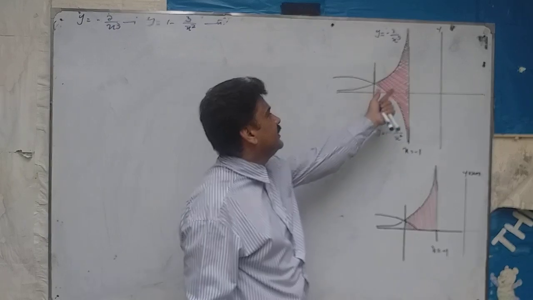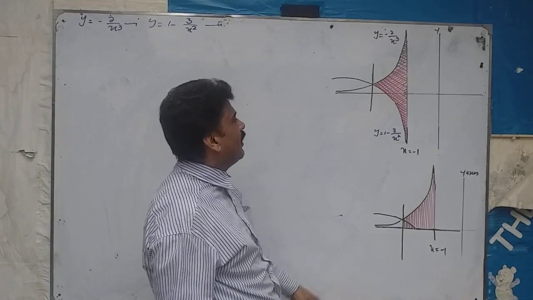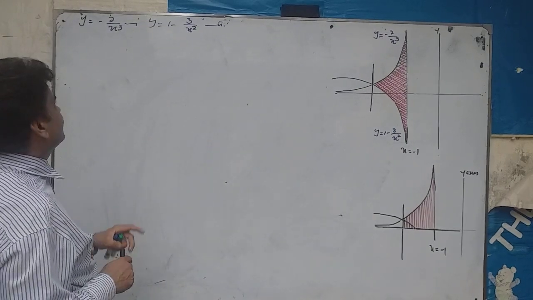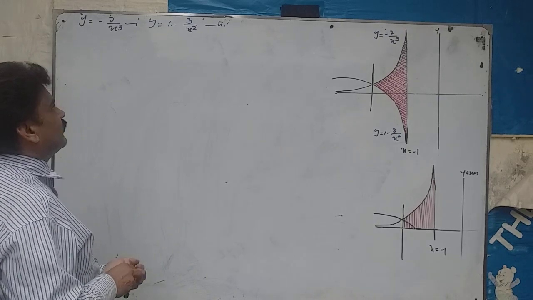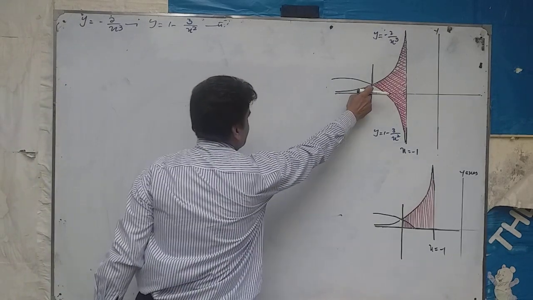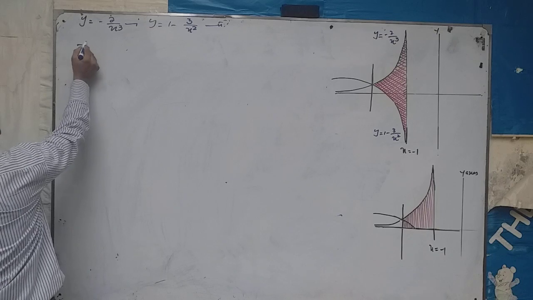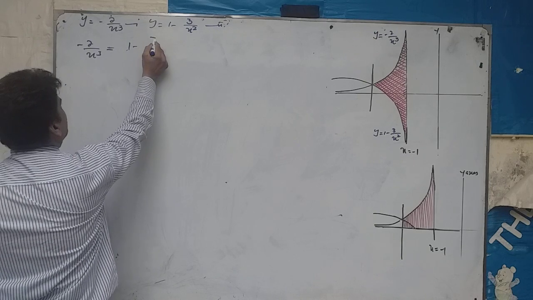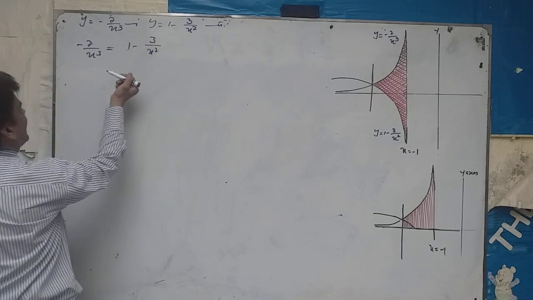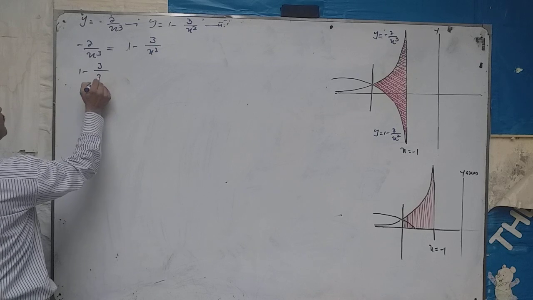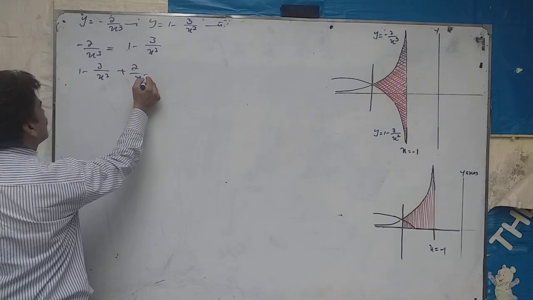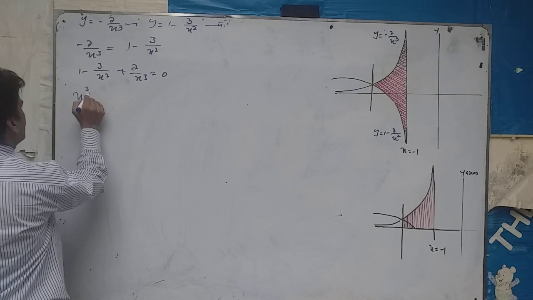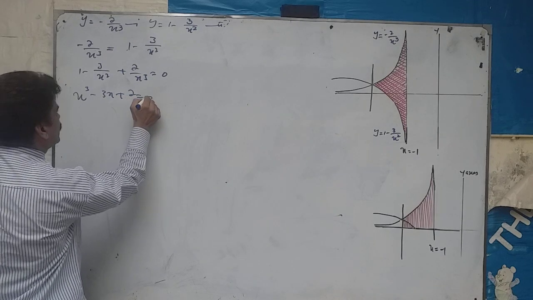To find this red shaded area, first of all we have to find the point of intersection of these two curves. To find it, we have to solve equations 1 and 2. So we equate equations 1 and 2. By equating, we get minus 2 by x cubed equals 1 minus 3 by x squared. We get 1 minus 3 over x squared plus 2 by x cubed equals 0. By multiplying by x cubed, we get x cubed minus 3x plus 2 equals 0.